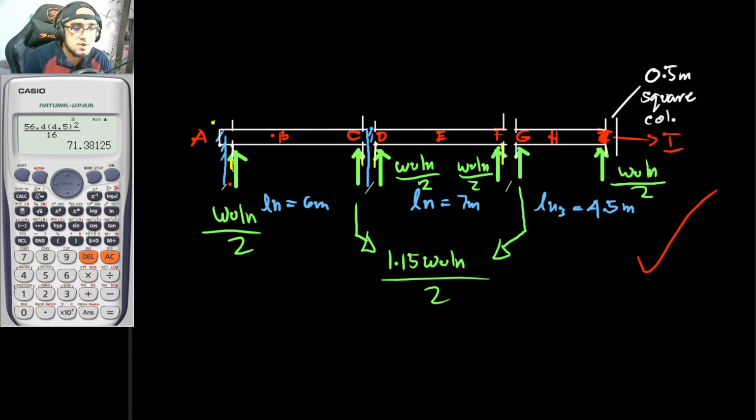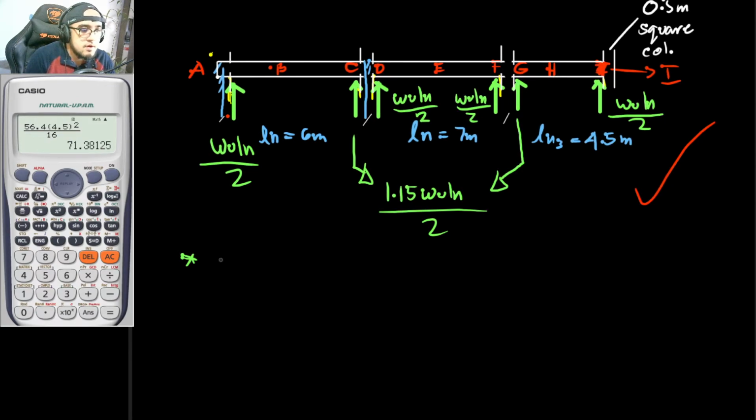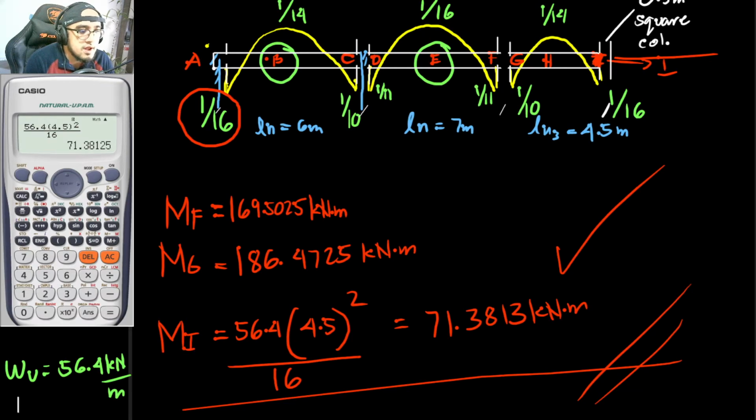So ayan lang yan. And solving for them, so dito na lang sa baba ilagay. Pero urong natin lahat. So solving for them, for exterior face of first interior support. So this is to be, so 1.15 times WU, and yung WU ulit natin is to be 56.4.